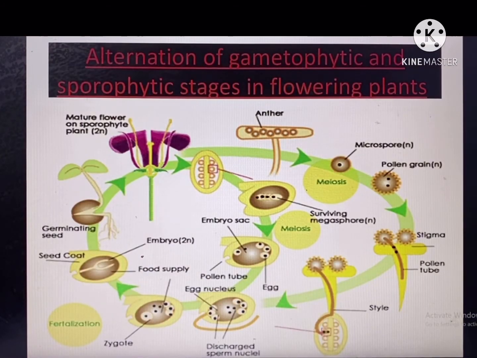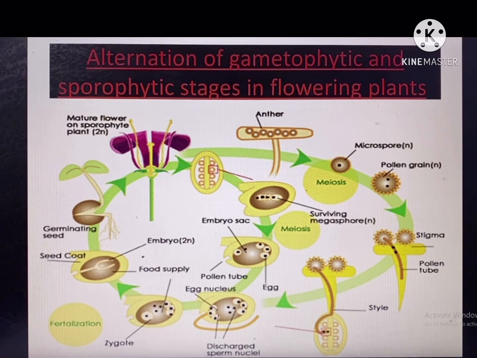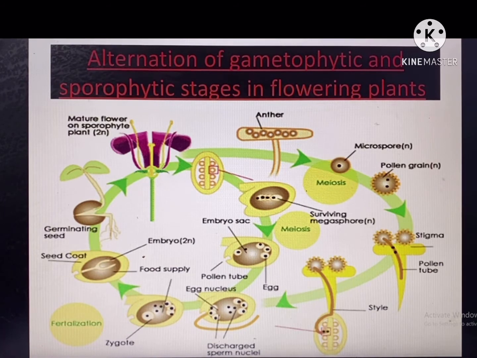Here is the overall diagram of the alternation of gametophytic and sporophytic stages in flowering plants. Remember, my dear students, that's not part of the previous question answering. That means C, that is the process of fertilization. You have to apply the whole knowledge to any sort of creative question. So if you understand the whole figure, you can understand everything. That means the importance of fertilization, the process of fertilization, the post-fertilization development and so on, right?